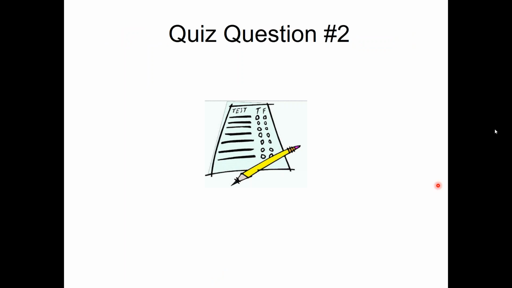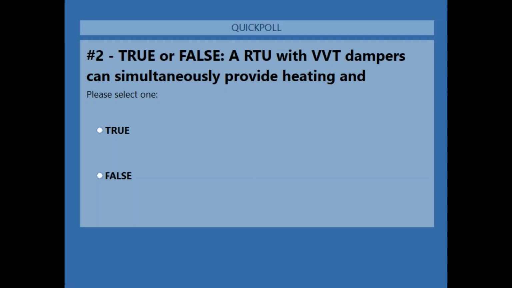All right, question number 2. True or false? A rooftop with VVT dampers can simultaneously provide heating and cooling. Looks like my question got cut off. I put too many words on there. So heating and cooling is what it would have said.